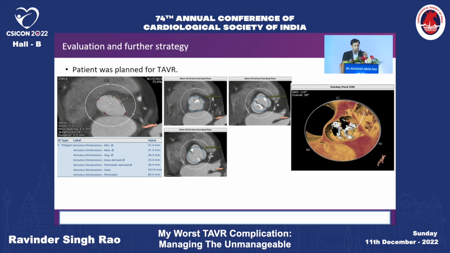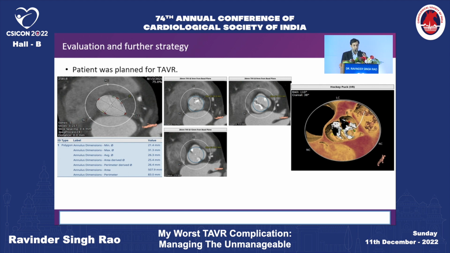Now let us look at the CT scan. As we all know, CT scan is very important to plan a TAVR procedure. The area of the annulus is 507.9 millimeters square. The short axis is 21.4, long axis is 31.3. No calcium at the level of annulus.